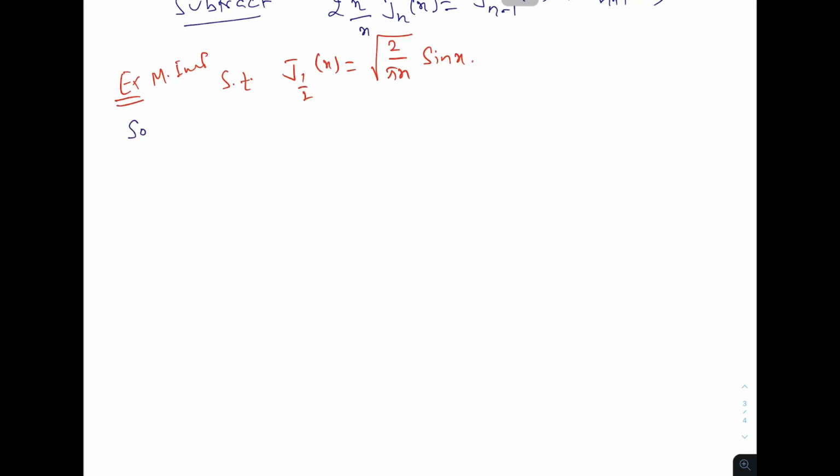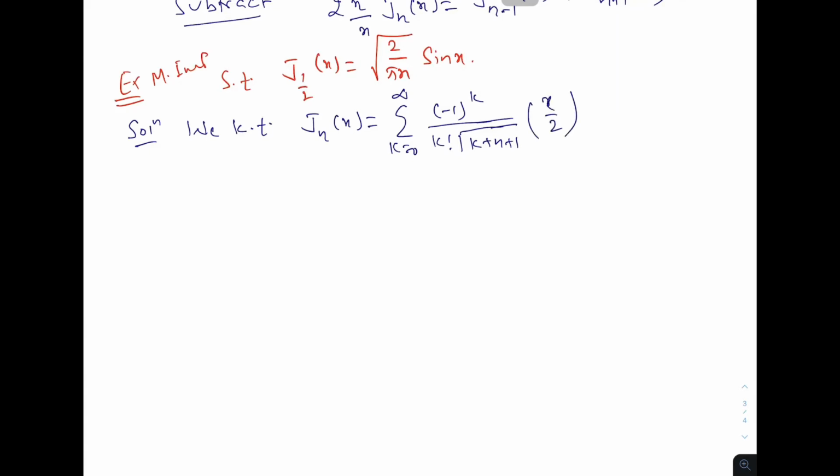So we know that J_n(x) equals the series k equal to 0 to infinity, (-1)^k over k factorial gamma(k plus n plus 1), (x by 2) power 2k plus n.